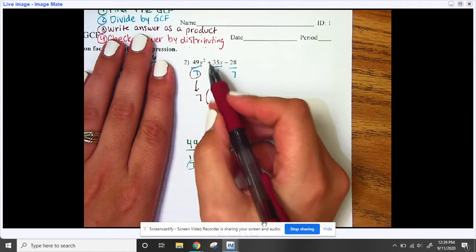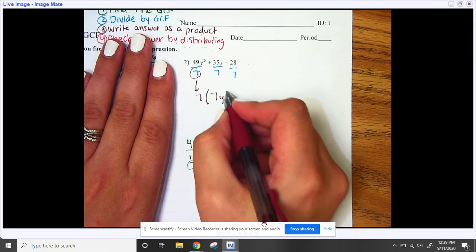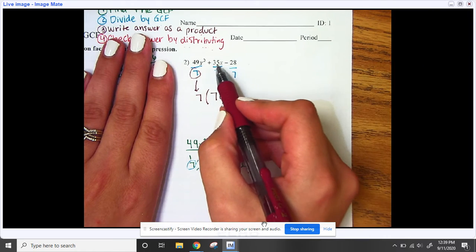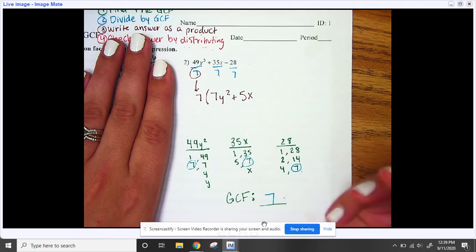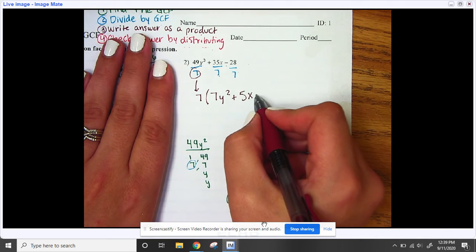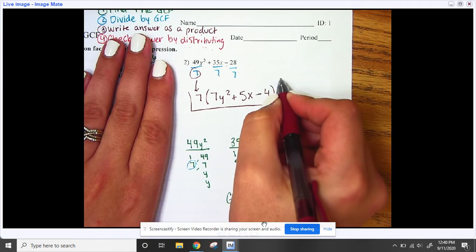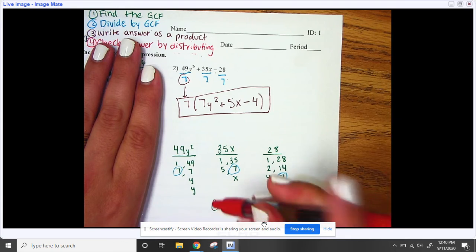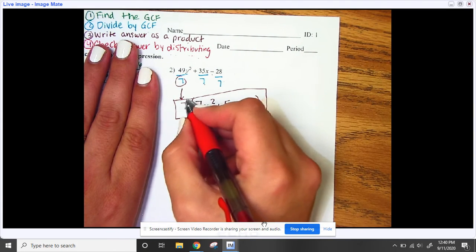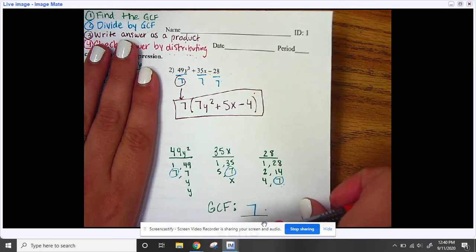Now let's divide. 49y squared divided by 7 is 7y squared. 35x divided by 7 is 5x. And negative 28 divided by 7 is negative 4. This is my answer. Remember that if you want to check your answer, you're going to take this and distribute it back out. Okay, let's move on to number 3.